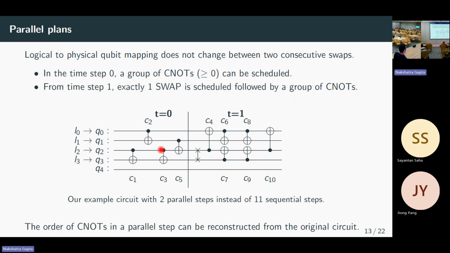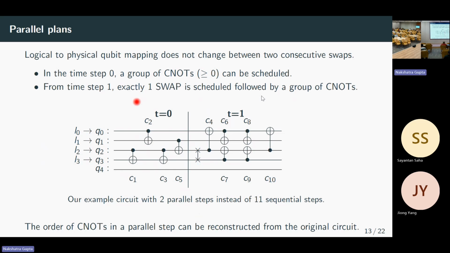And then we want to relax this. We want to reduce the make span, but we don't want to give up the optimality. So what we do is at each time step, in addition to the group of CNOTs, we give exactly one swap. So we increment each time step with exactly one swap. So we are sure that we'll find optimal number of swaps. So the T is equal to the number of swaps needed. And here, this is our example. We realize that, okay, instead of 11 sequential steps, we only need 2 parallel steps with exactly one swap.